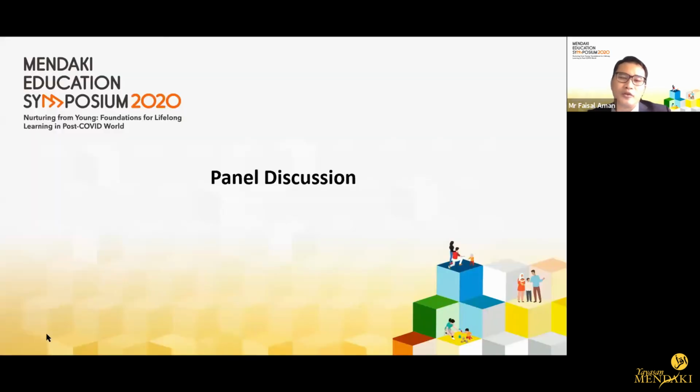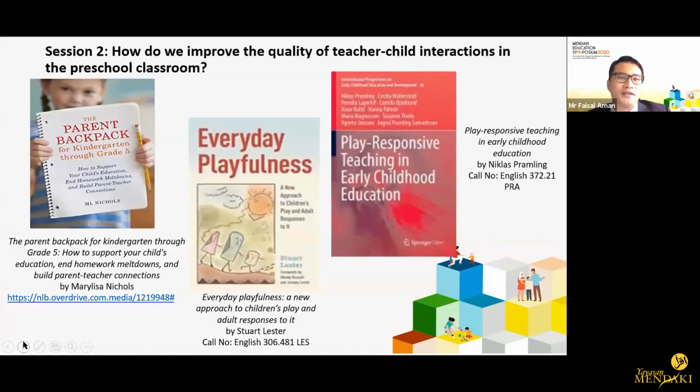Before I go, I just want to say thanks and gratitude to our friends from NLB. We have recommended three books that are related to improving the quality of teacher-child interactions. The first one is Play Responsive Teaching in Early Childhood Education. This is a very interesting book that could be very useful to curriculum planners as well as researchers. For the next one, we have Everyday Playfulness, a new approach to children's play and adult responses to it, by Stuart Lester. This is more of the practitioner's perspective. I think this is very good for your reading as well.